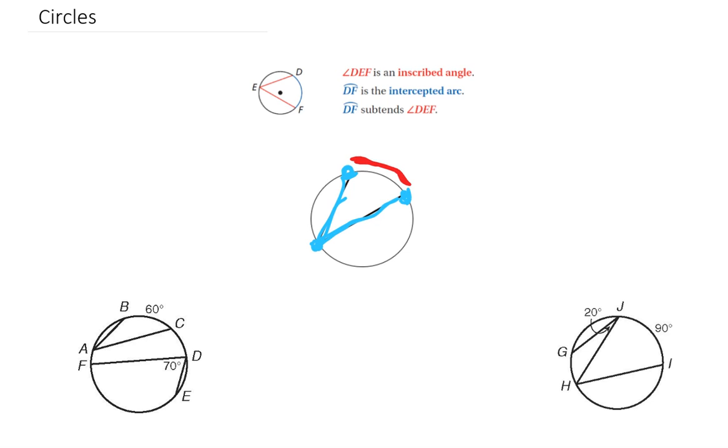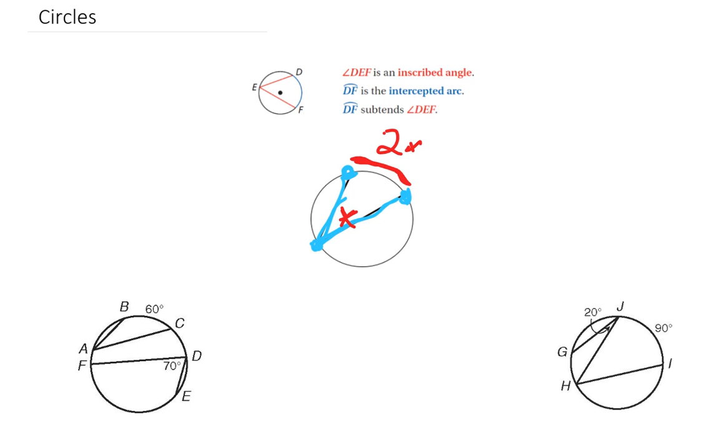And when we have these angles and these arcs, the arc is always 2 times whatever the angle is. So in this case, if my angle was 30, my arc would be 60 degrees. If my angle was 40, my arc would be 80 degrees. That's how an inscribed angle works. It always has that relationship with the outside arc.